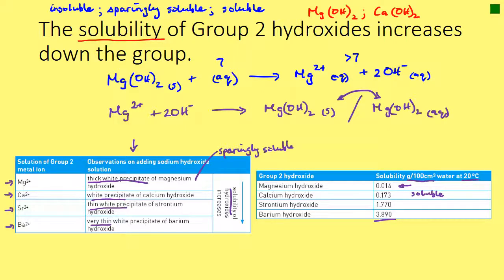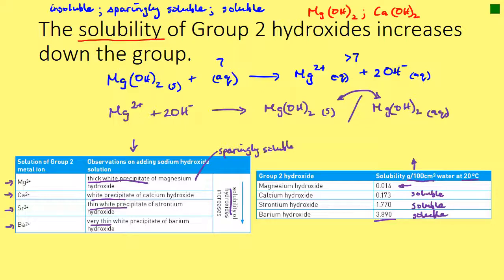Some of the observers might say that 0.173 grams per 100 cm cubed was still sparingly soluble. But these definitely would be described as soluble using our subjective terms, whereas magnesium hydroxide would definitely be termed sparingly soluble. What you might want to do on your own is to convert these solubilities, this unit of solubility, which is grams per 100 cm cubed, into moles per decimeter cubed. I think you know how to do that.